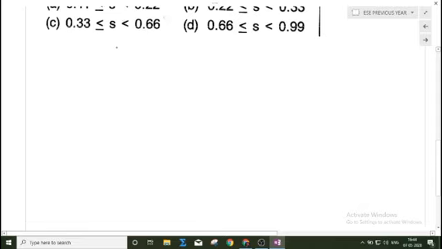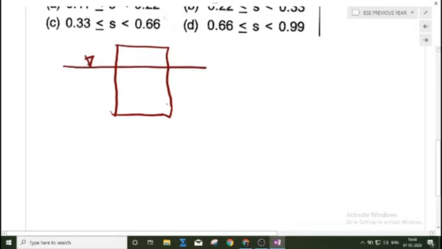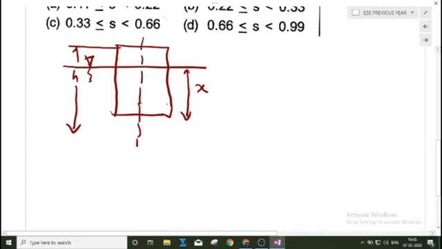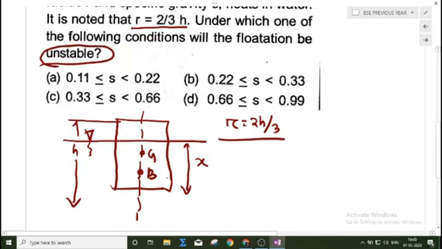So this is a very nice question. A cylinder is there, which is floating in water, and the height of the cylinder is given as h. Understand this carefully. The depth of immersion, suppose I am assuming, is x. This is the center line of this body, and suppose this is my center of gravity, and this one is my center of buoyancy. Here it is given r equal to 2h by 3.